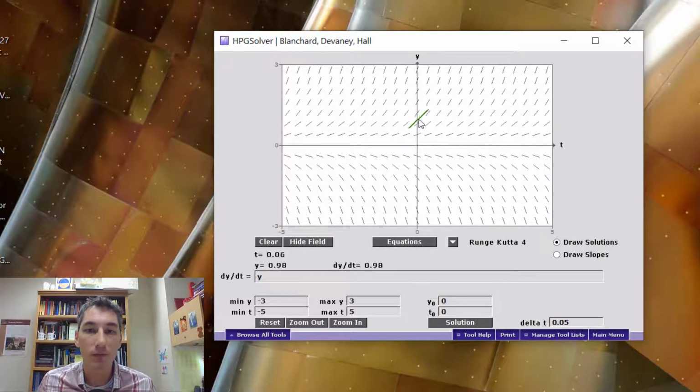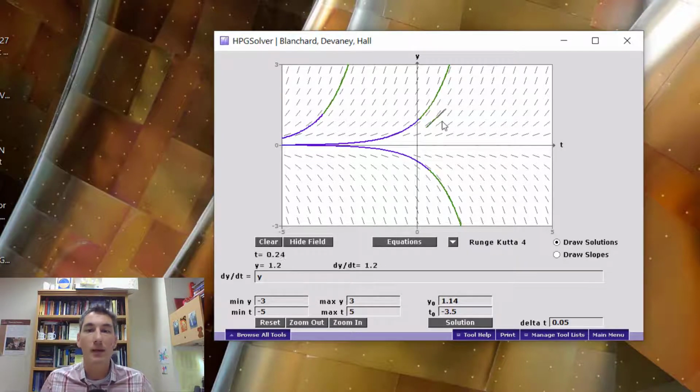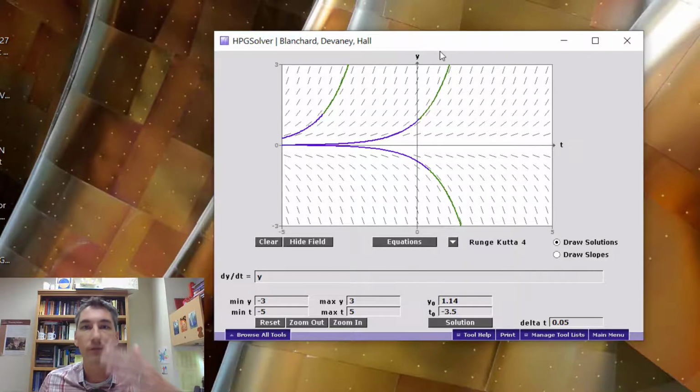What I like about this one is if I click at a single point, it actually draws in the solution to the differential equation. And you can see that solutions basically just follow the slopes. So if the slopes are negative, that solution follows the slopes down. If the slopes are positive, the solution will follow the slopes up. So now you can see the connection of a slope field with a solution to a differential equation. The solutions should follow the slopes. And so slope information is actually information about solutions to differential equations.